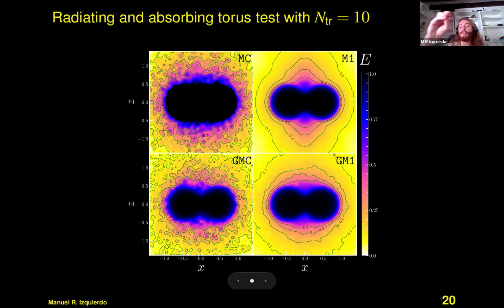And because they come into play mainly in these thick regions, they will come into play in your GM1 solution. So this is the idea, but for the moment, I have not been able to test it.